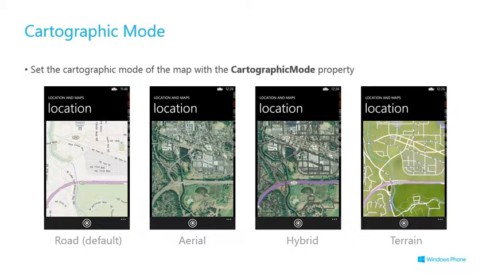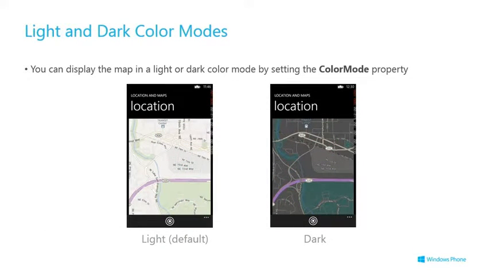The default one is the road one. But then you've got an aerial view, a hybrid, which is a combination of the first two, and then a terrain view where it does nice shading of the nature of the terrain. They're all very, very pretty maps, and you can have a go with them. There's also a light and dark color mode, so you can choose between that if you want to show daytime and nighttime views.